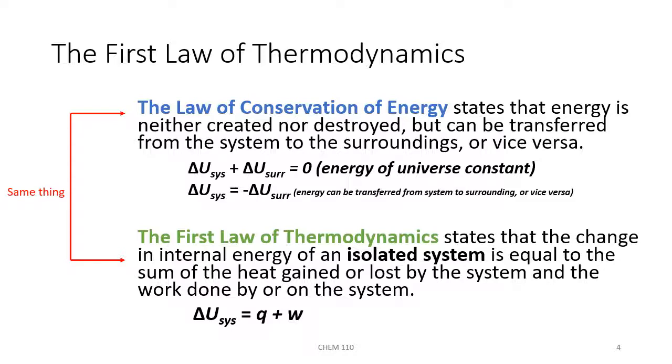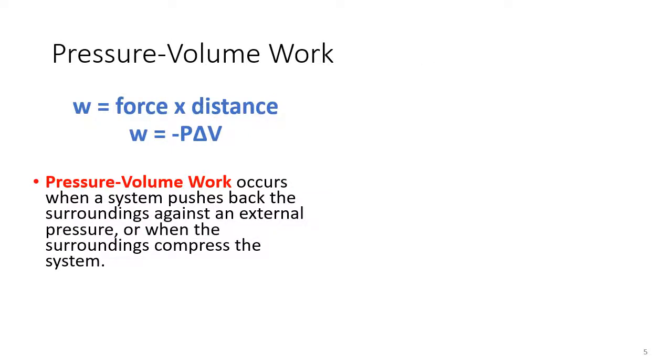The energy of the universe is constant. Up until now, we've only been considering the heat changes associated with chemical reactions. When energy is produced in a chemical reaction, some of it could be dissipated as heat and some of it could be used to do work.